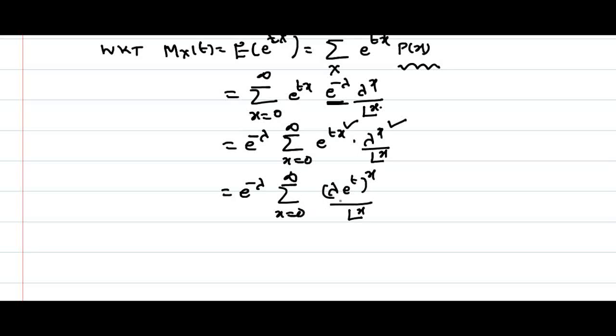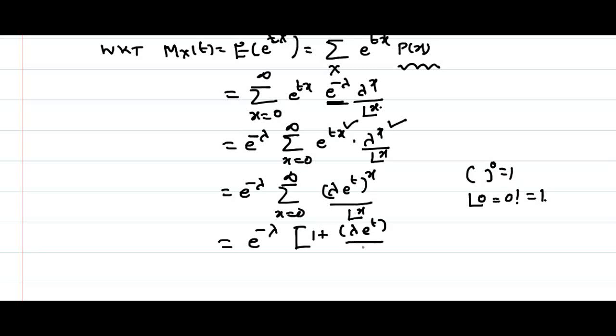Now we expand the series, which means substituting x equal to 0, 1, 2, 3. So e power minus lambda into, substituting x equal to 0: anything power 0 is 1, and 0 factorial is also 1, so the total value is 1. Substituting x equal to 1, we get numerator lambda e power t by 1 factorial. For x equal to 2, lambda e power t whole square by 2 factorial, plus and so on.